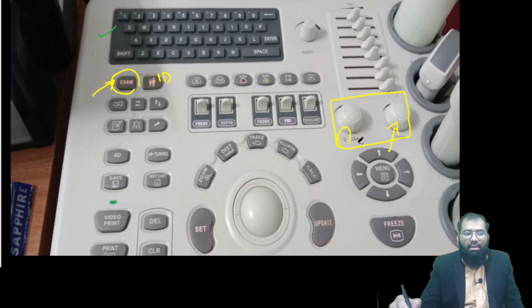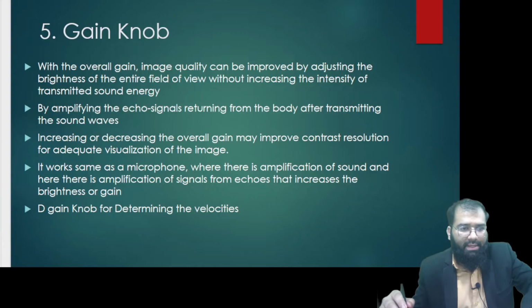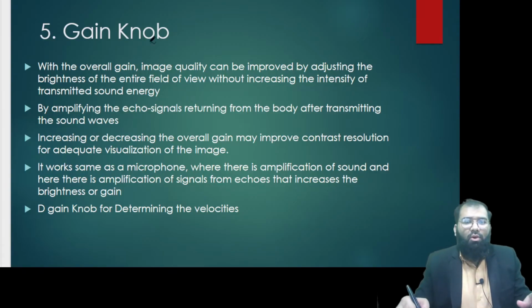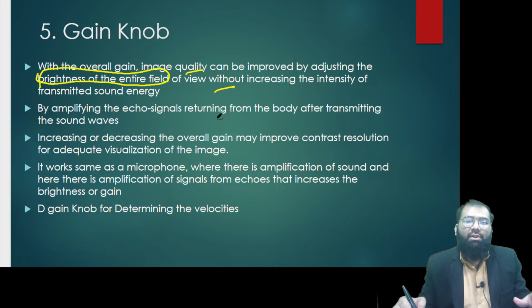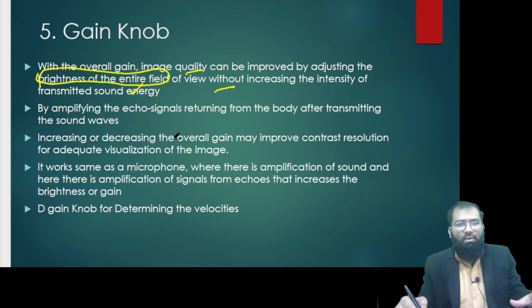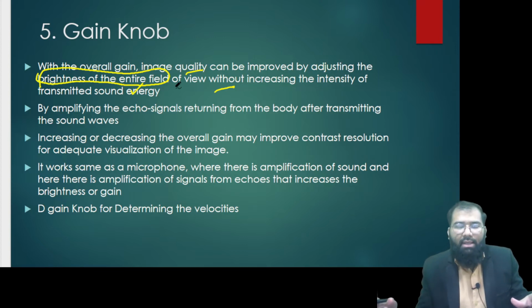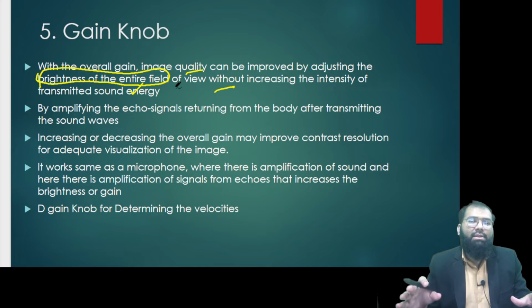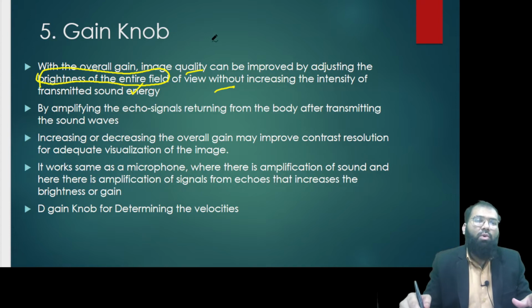So what do you mean by gain when it comes to the routine image? With the overall gain, the image quality can be improved, that is by adjusting what we call the brightness of the entire field, without increasing the intensity of the sound energy. In short, if you are increasing gain, you are increasing the brightness. If you are decreasing the gain, you are decreasing the brightness, so it will become more dark.